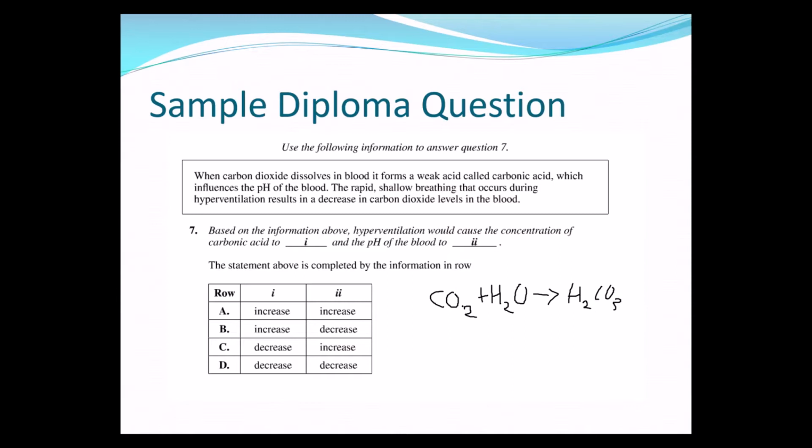So the more CO2... Rapid shallow breathing that occurs during hyperventilation will decrease. So if we have less CO2, we're going to have less carbonic acid. So if we have less acid, it's going to decrease, so we can get rid of these. And the pH of our blood, if we have less acid, it's going to increase.